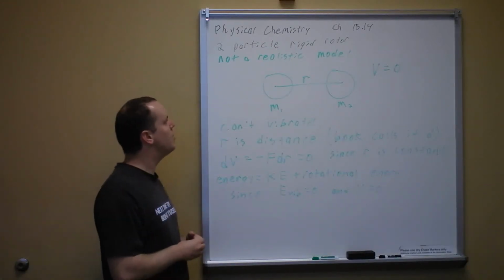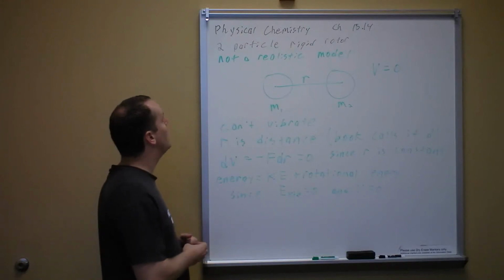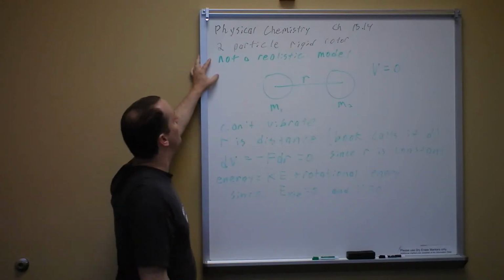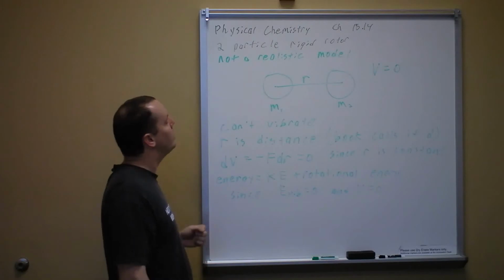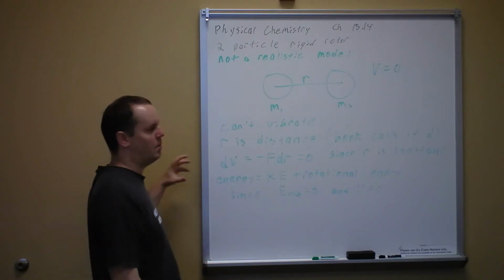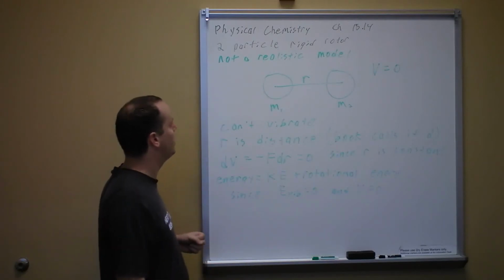Continuing on physical chemistry, chapter 18, we're in section 14 now. We're going to talk about a two-particle rigid rotor. Now this too is not a realistic model, but we're looking at a piece at a time with the real model we want to look at.